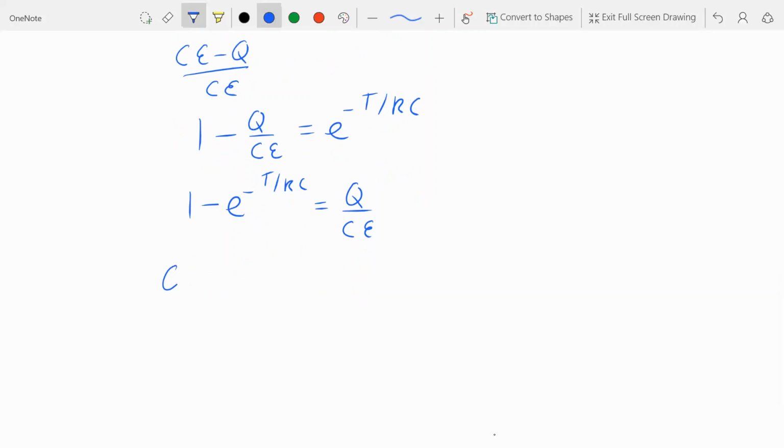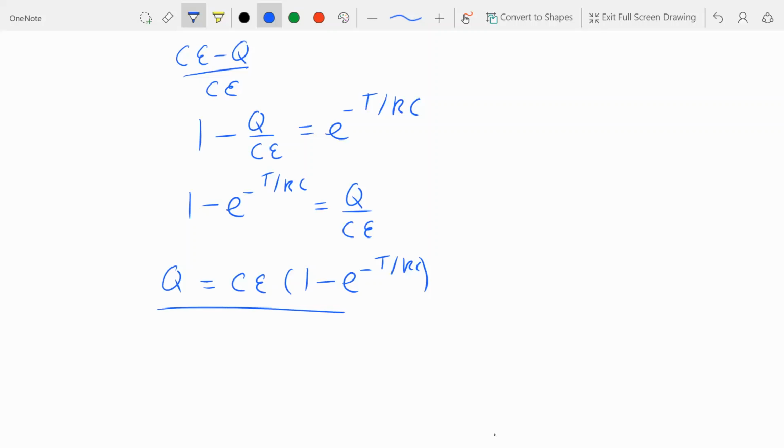Solve for Q, and you get Q equals CE, which, by the way, is the final charge, capacitance times voltage. It's just some fraction of that. That fraction of it is 1 minus e to the minus t over RC. Notice, when t is 0, you wind up with 1 minus e to the 0, which is 1, so you wind up with 0. You wind up with no charge, which is exactly what you expect.